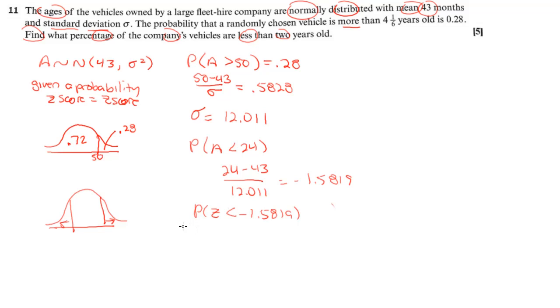I know that I can do less than, but I really don't want to do less than a negative. So this is the same thing as doing 1 minus, if I look at the graph that I drew earlier, 1 minus the probability that z is less than positive 1.589. That's going to give me the same exact thing.